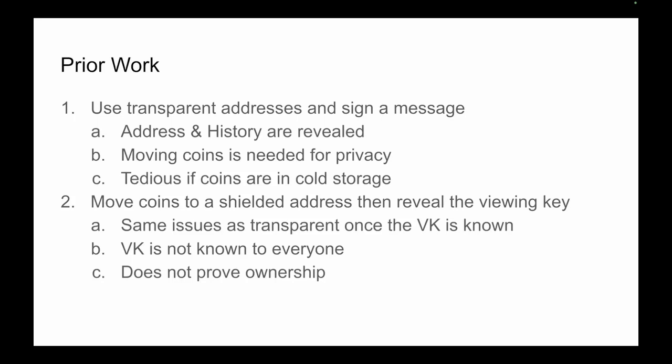The problem with that is obviously that the address will be known to everyone after the vote, or after the proof, and all the history will then be trackable. That's absolutely not desirable if you are talking about a privacy coin. If you want to avoid that, the only thing you can do is keep your coins in a shielded address and then move your coins to a transparent address prior to voting, or prior to this proof of balance. Let's call it voting because it's easier.